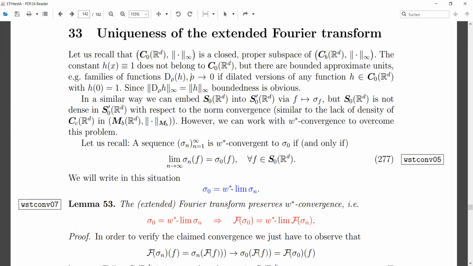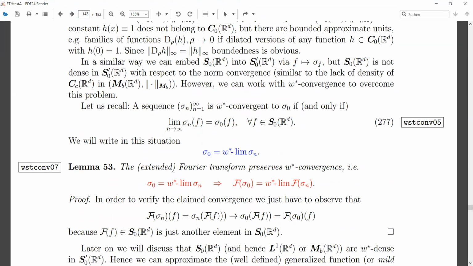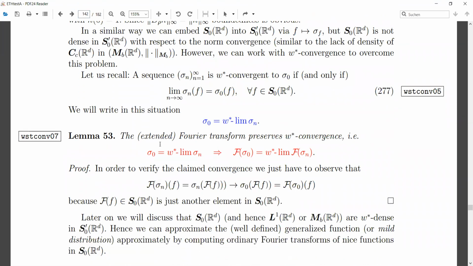Something that I think I have already discussed, but I would like to recall to you. It's the statement that the extended Fourier transform, the one which maps S0' into S0', is weak star continuous, which simply means if you give me a weak star convergent bounded sequence of such functionals, and whenever you apply it, it converges to sigma_0 of f, then the same is true for the Fourier transforms.